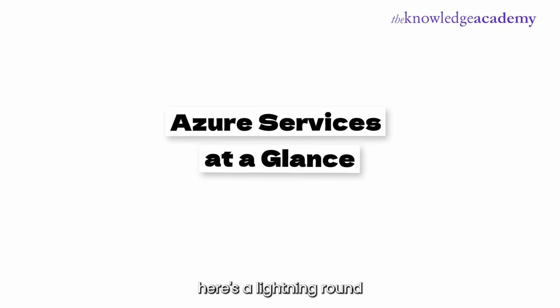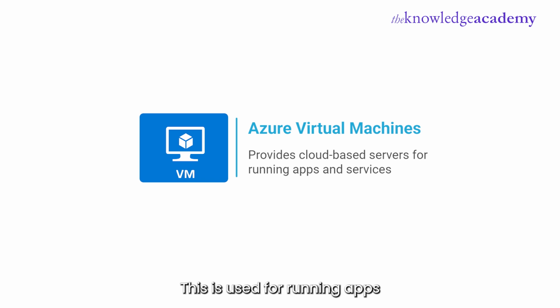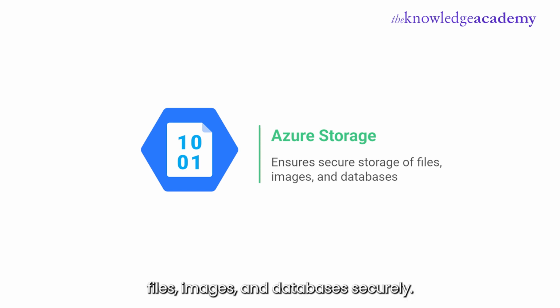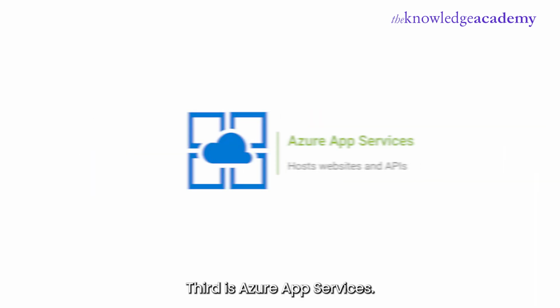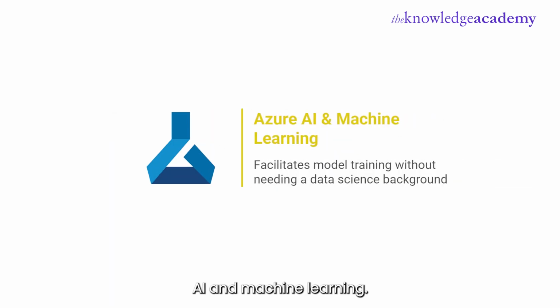Before we wrap up, here's a lightning round preview of the key Azure services we'll explore in this series. First is Azure Virtual Machines. This is used for running apps and services on cloud-based servers. Next is Azure Storage. This is utilized for storing files, images, and databases securely. Third is Azure App Services. Now this is used for hosting websites and APIs. Then next is Azure AI and machine learning. This is for training models, even if you're not a data scientist.